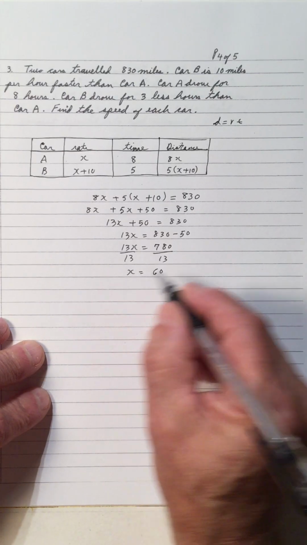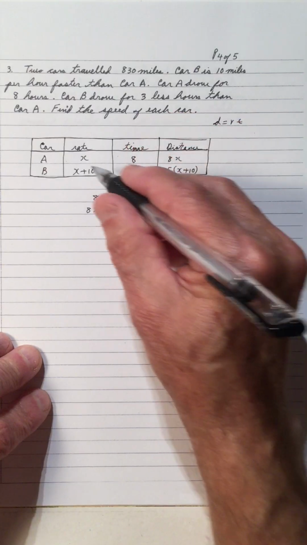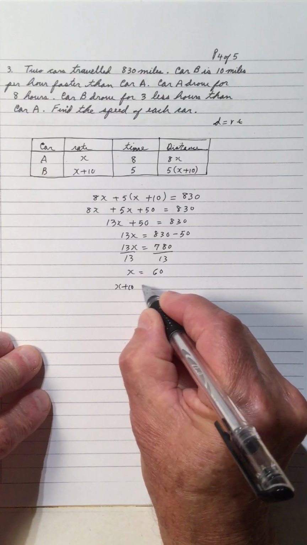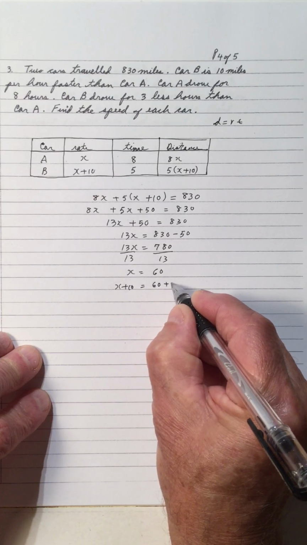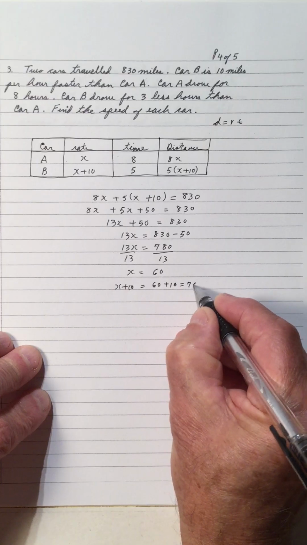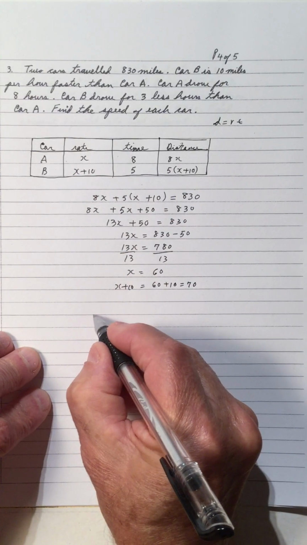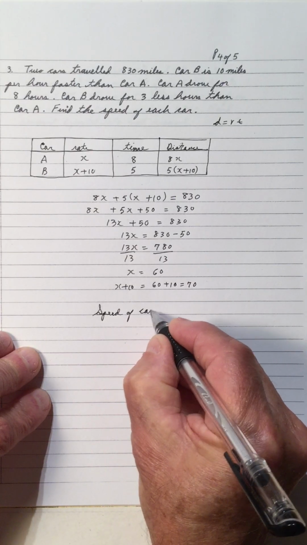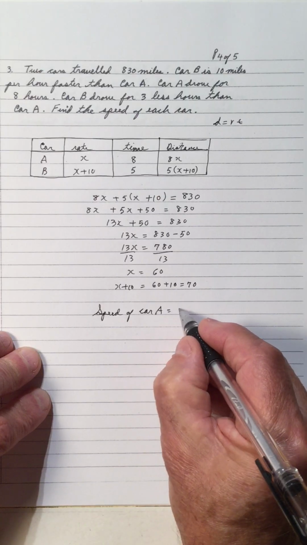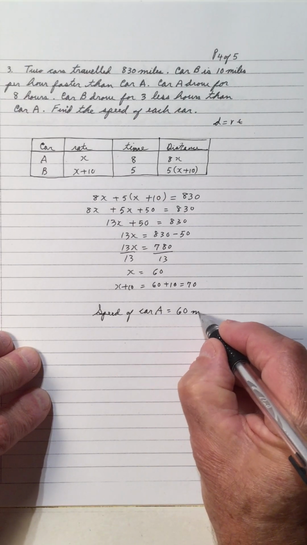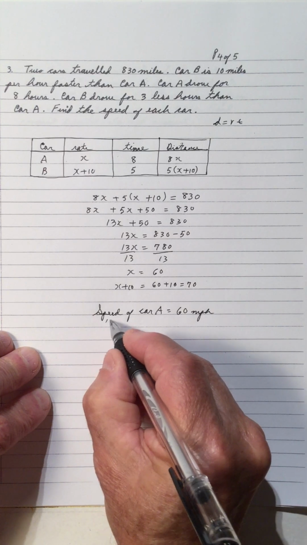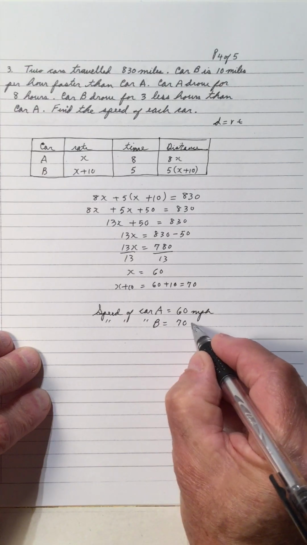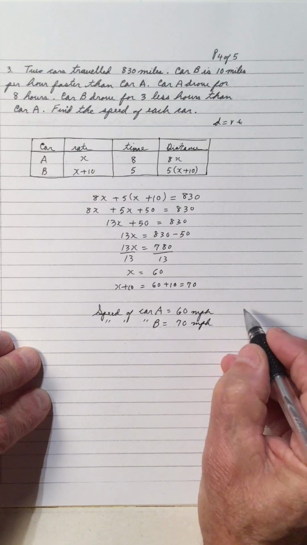Now notice we're asked to find the speed, so x is speed, so x plus 10 is 60 plus 10. So x is car A, so the speed of car A is 60, and that's miles per hour, and the speed of car B is 70 miles per hour.